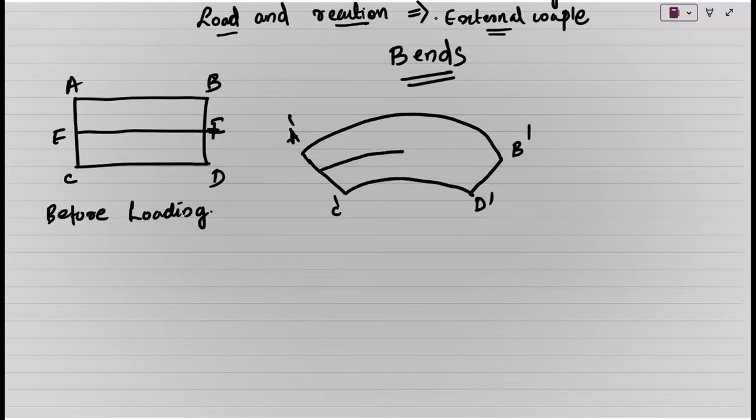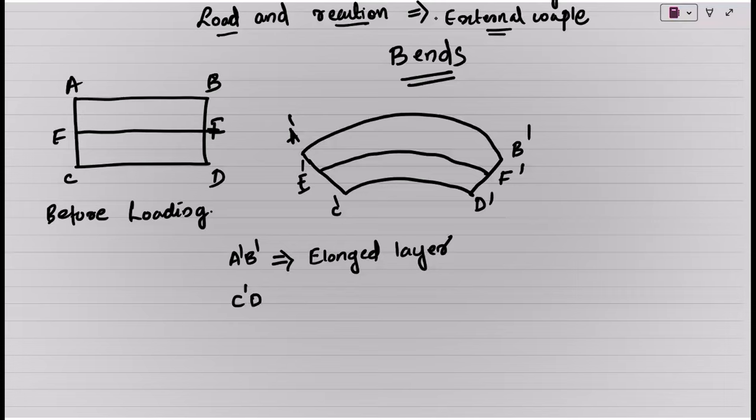We can label it A dash, B dash, C dash and D dash, and there is a layer in between these two layers, which can be represented as E dash, F dash. The uppermost layer, A dash, B dash, is the elongated layer, and the lowermost layer, C dash, D dash, is the compressed layer. That is, it is elongated and it is compressed.